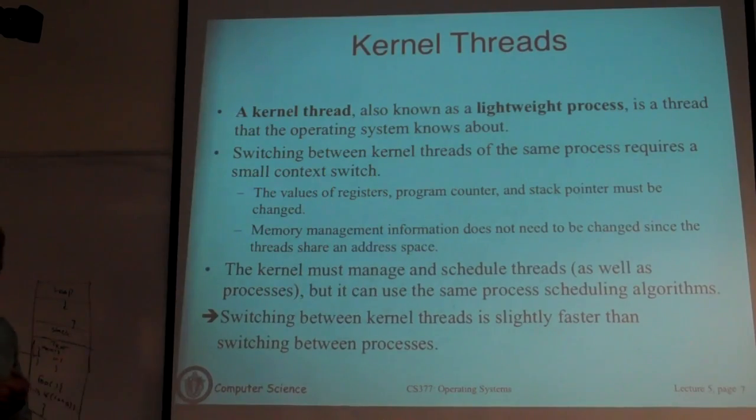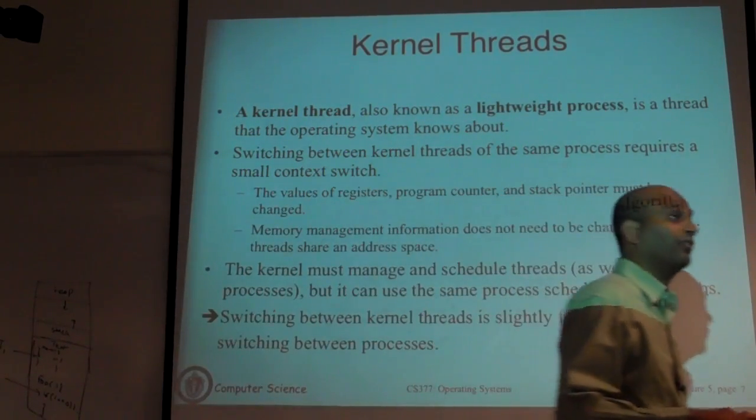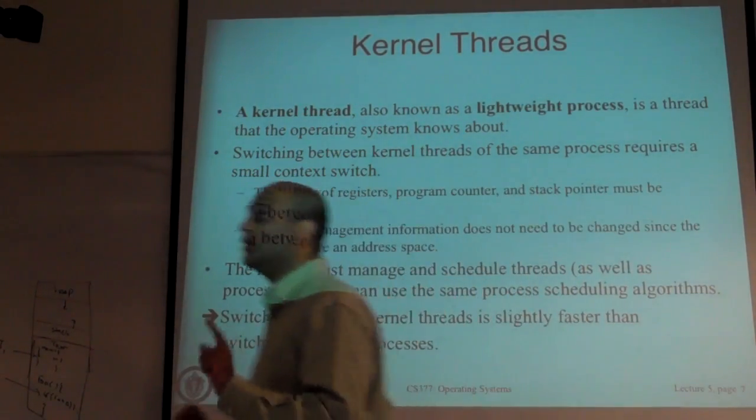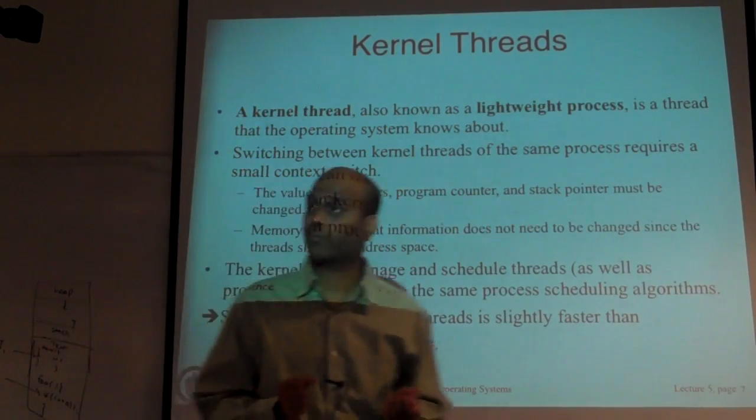So kernel level threads, as the name suggests, is threading support that the kernel provides out of the box. The kernel knows about the presence of threads within a process. So if the kernel knows, what that also means is that to create a new thread within that process, you actually have to make a system call so that the kernel knows you're creating a new thread and it can account for it and so on and so forth.